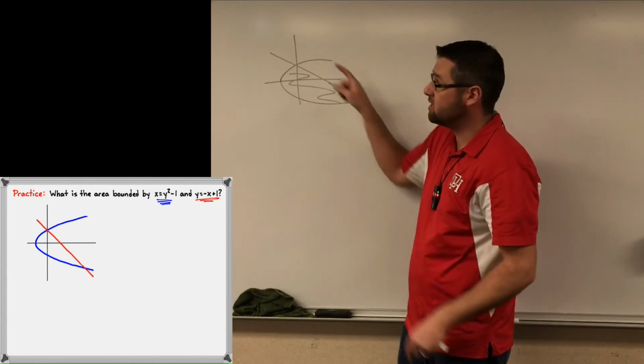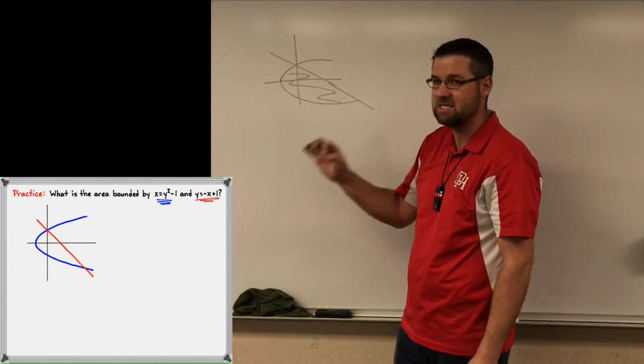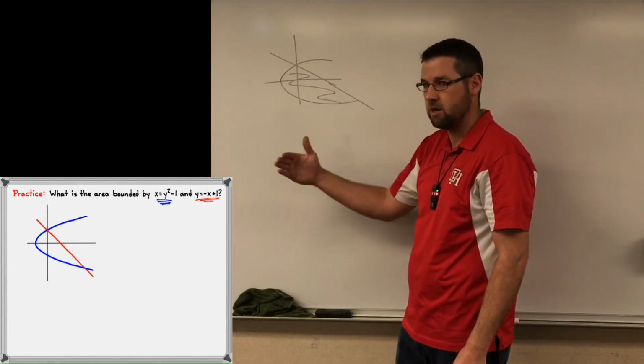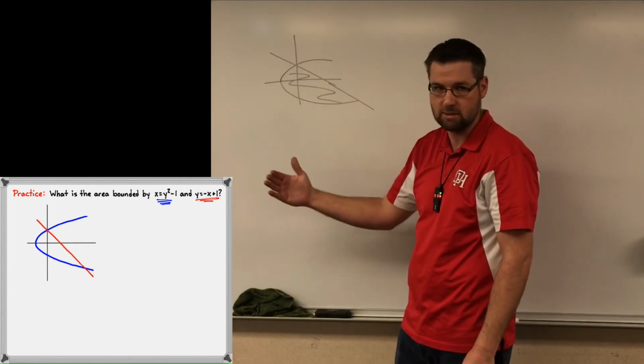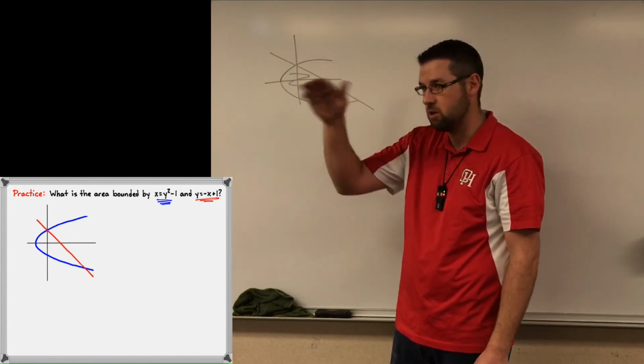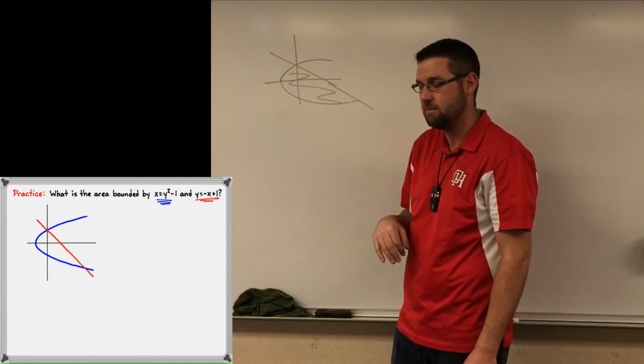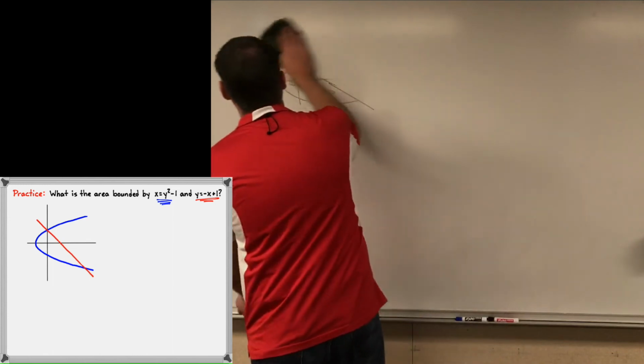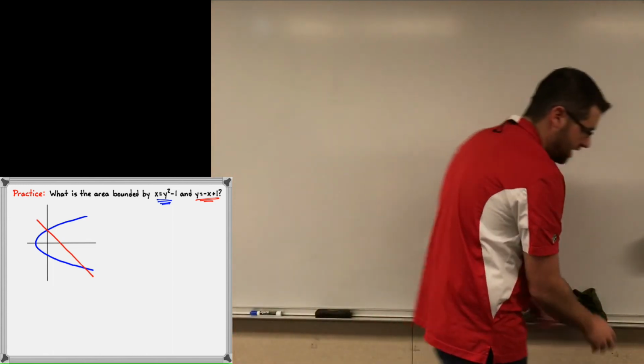Right, you got a plus or minus because this is not a function. It says x equals y squared. It doesn't say y equals rad x. If it said y equals rad x, then you're only looking at part of it. Does that make sense?